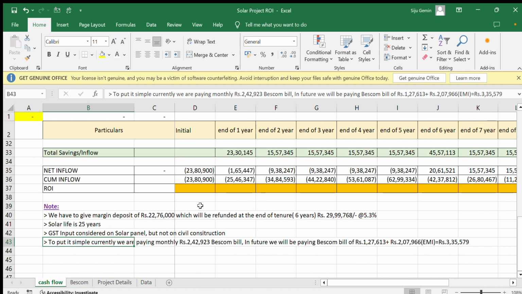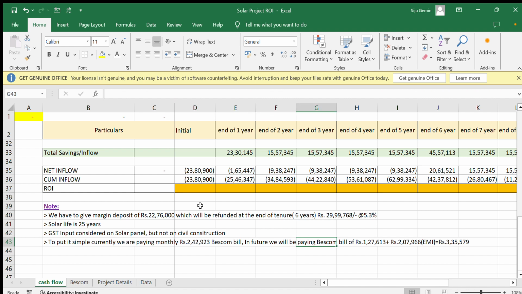To put it simply, the basic thing we need to remember is that initially we were paying 2.4 lakhs as the BESCOM bill, but we need to pay now 3.3 lakhs, that is a BESCOM bill of 1.27 lakhs plus EMI of 2.07. Also, please remember, I have not done a discounted cash flow. It's a normal cash flow assuming the inflation is constant.